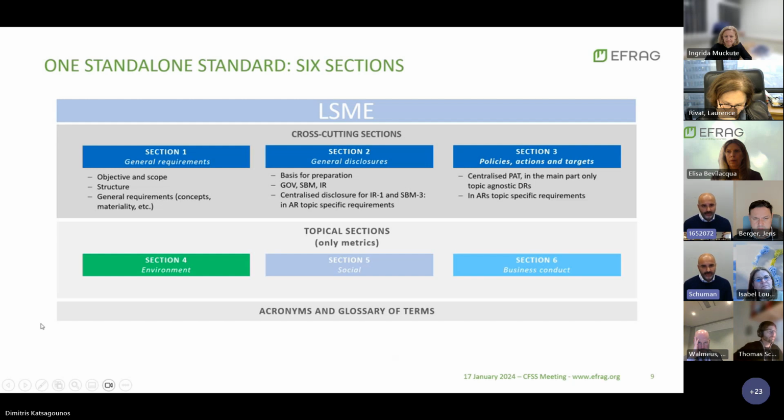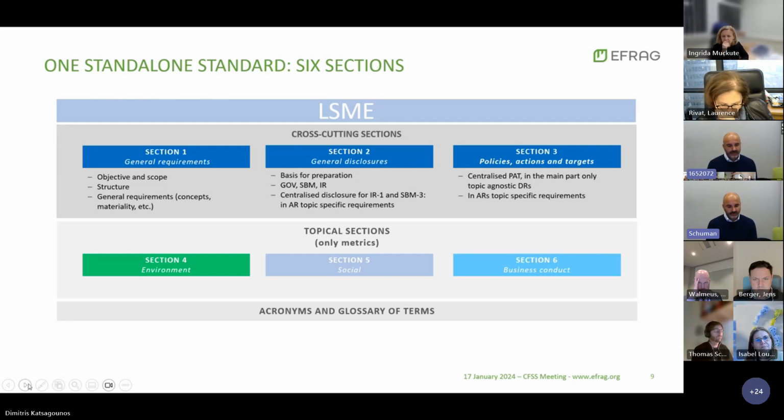As you can see from this graph, the exposure draft reflects a simplified structure. The content of the 12 ESRS in Set 1 has been rearranged in one standalone standard with 6 sections. 3 cross-cutting sections: section 1 general requirements, section 2 general disclosures, and section 3 policies, actions, and targets. We also have 3 topical sections dedicated to metrics: section 4 environment, section 5 social, and section 6 business conduct.